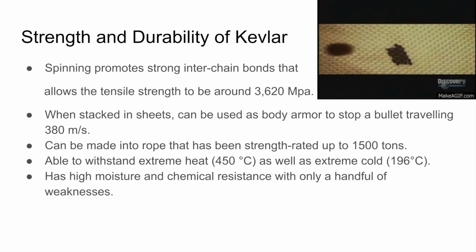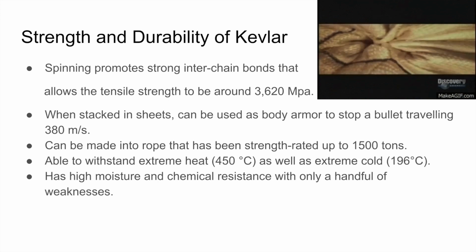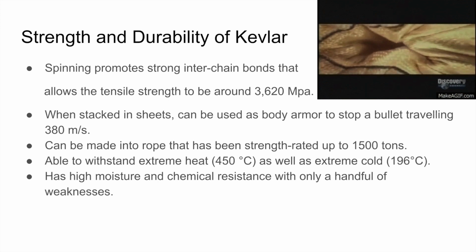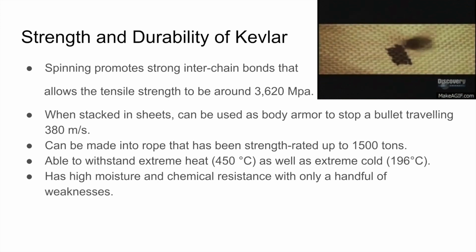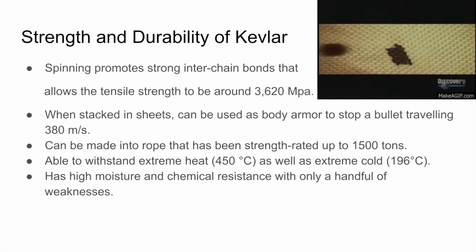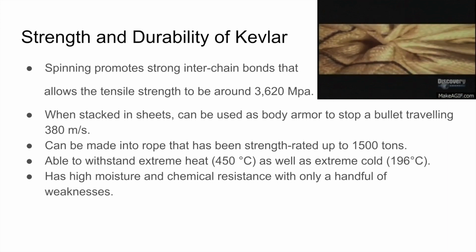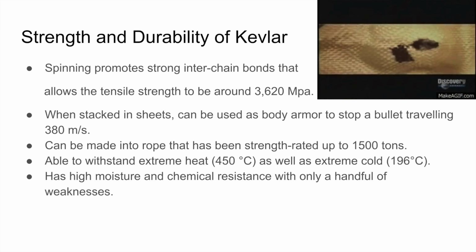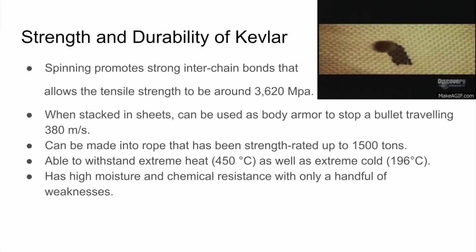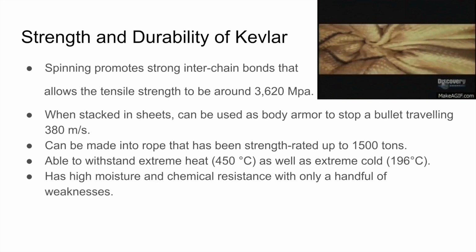The chemical structure allows for extreme heat resistance of around 450 degrees Celsius and no loss of strength until extremely low temperatures around negative 196 degrees Celsius. Kevlar can withstand moisture and even a wide array of chemicals other than strong acids without degrading the fibers. The main disadvantage is when exposed to sunlight for extended periods of time, the fibers can begin to lose color and strength.